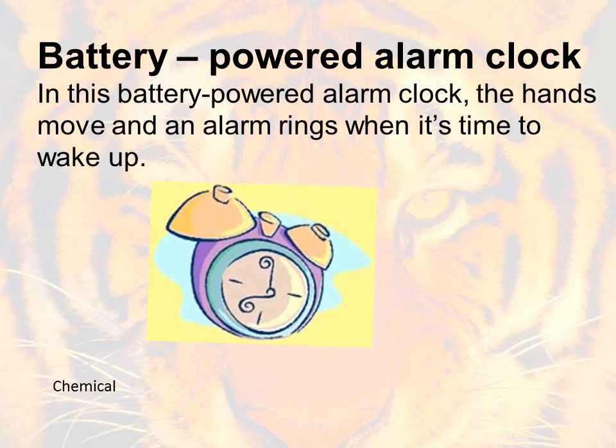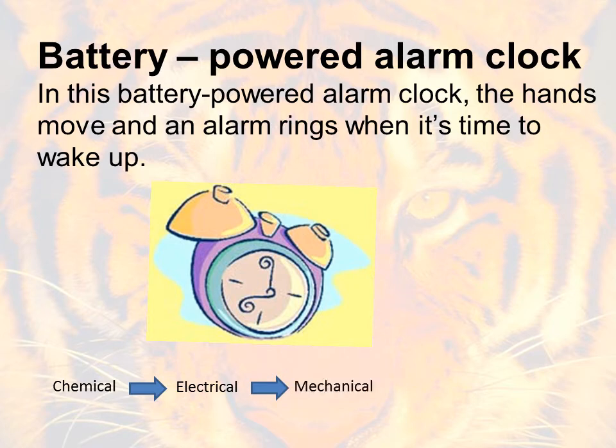If we could just use a starting point, let's use chemical energy as a starting point. We have chemicals in the battery. Those chemicals are basically storing energy and they're waiting to be used. And this alarm clock is going to use it. So this chemical energy is going to transform into something else, and that would be electrical energy. The chemicals in the battery are now giving electrical energy to the clock. That's a transformation. It's gone from one type of energy to another type of energy.